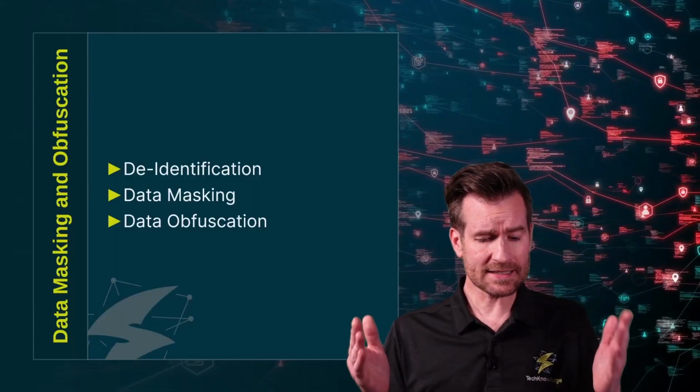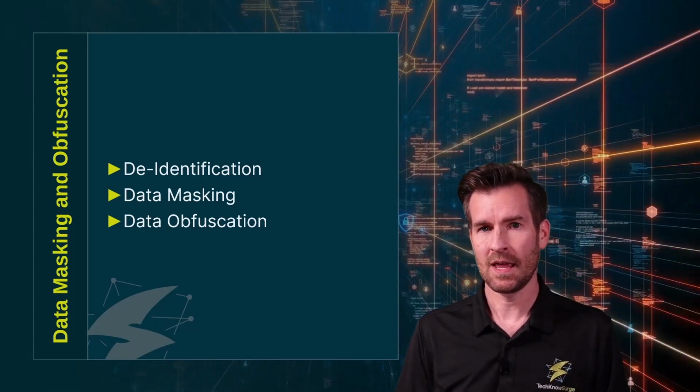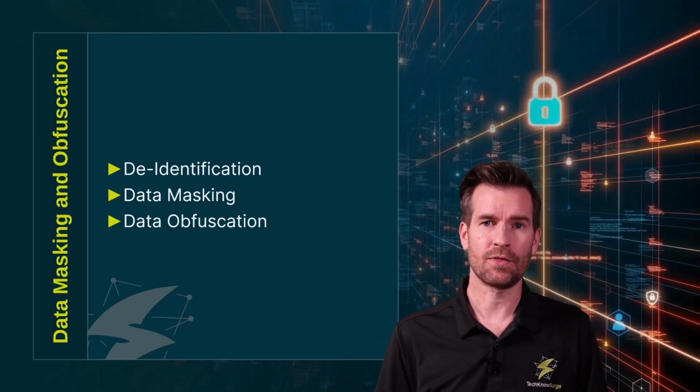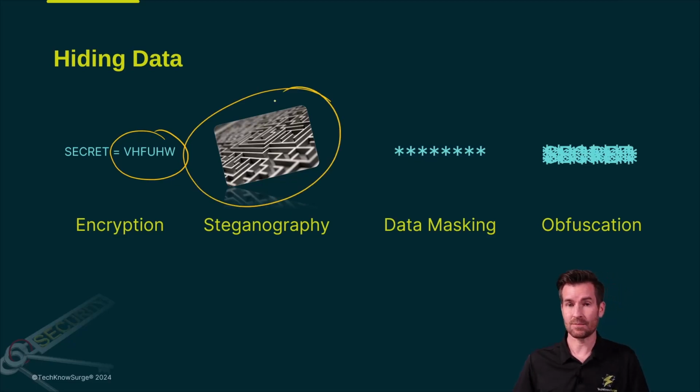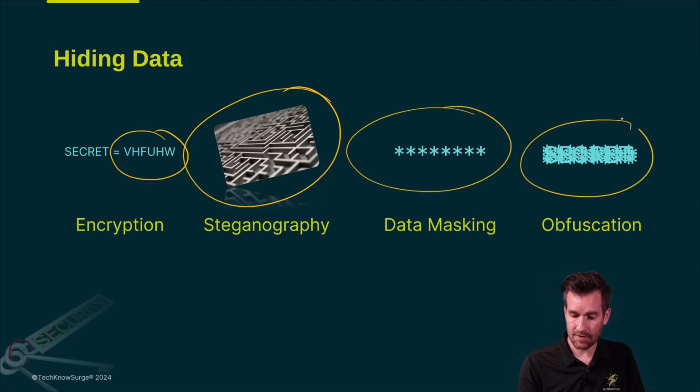In this video, we're going to start out by talking about what de-identification is and give a little scenario. Then we'll get into data masking and data obfuscation and what those two are. So when we're hiding a message, we could do it inside of some sort of code via encryption. We could do it inside of some sort of picture, video file, or other type of message. We could do data masking where we're hiding the data, or data obfuscation.